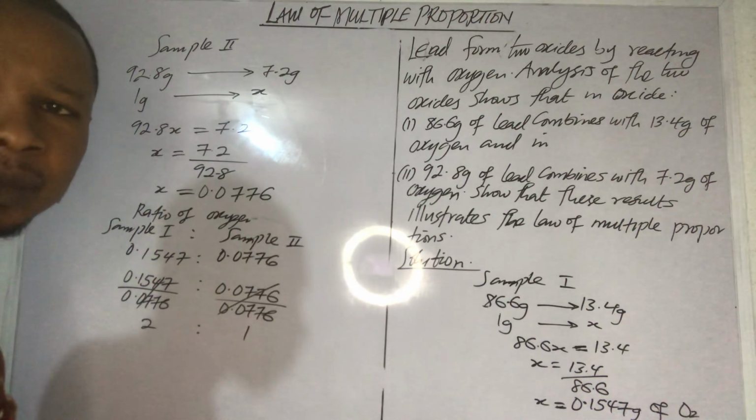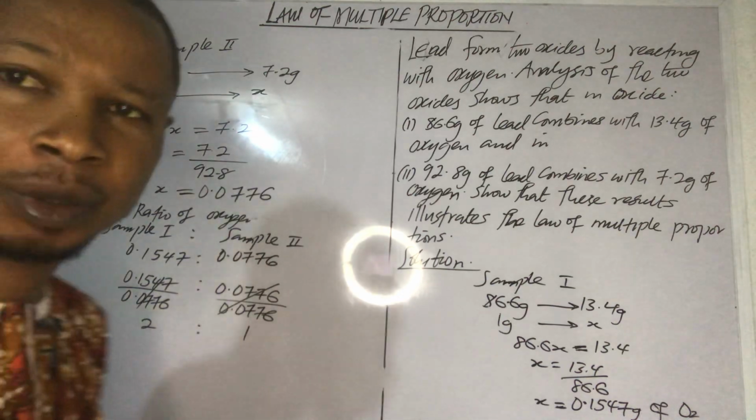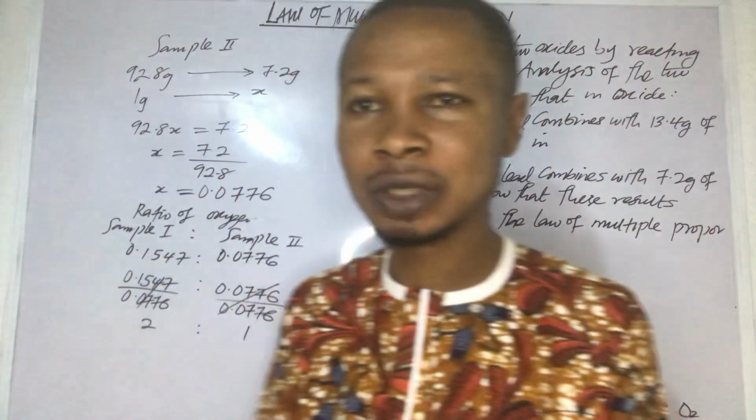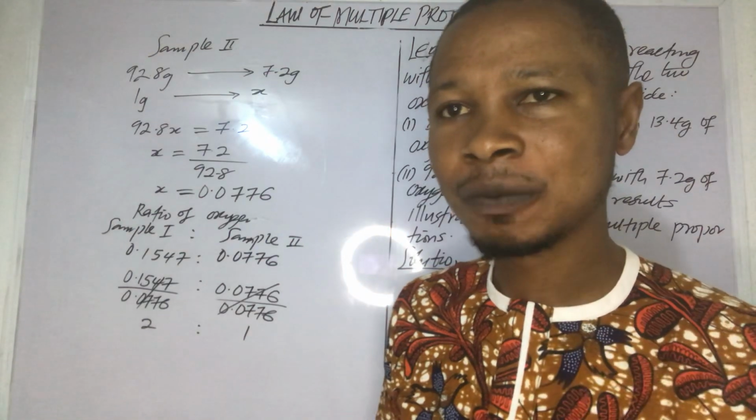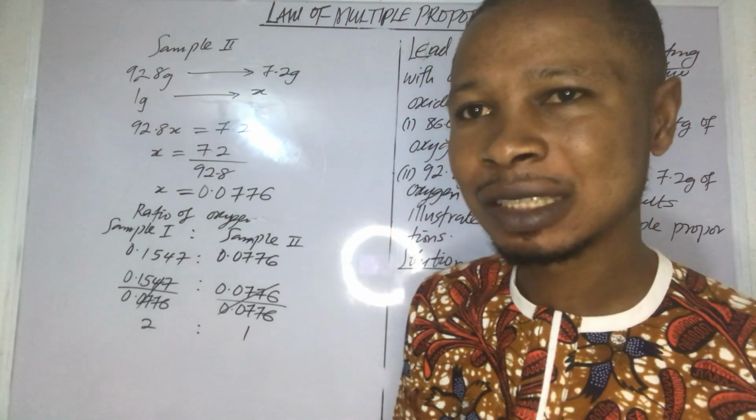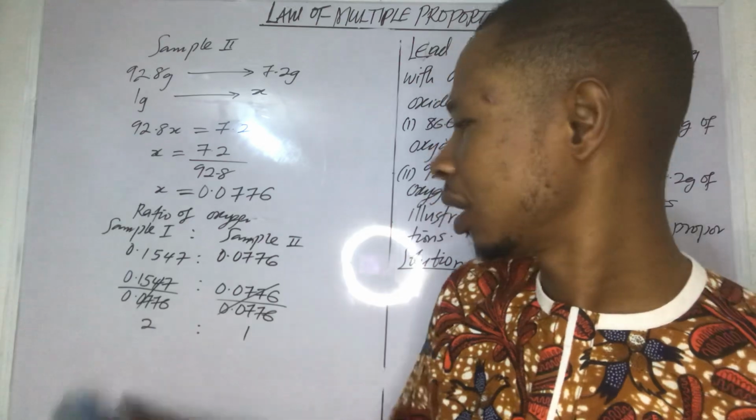If two elements combine together to form more than one compound, the several masses of one of the elements that will combine with a fixed mass of the other are in a simple whole number ratio, as we have shown in this calculation.